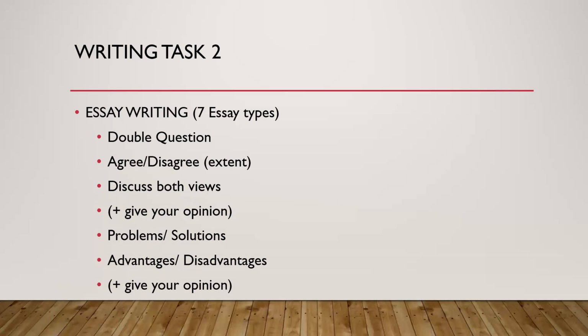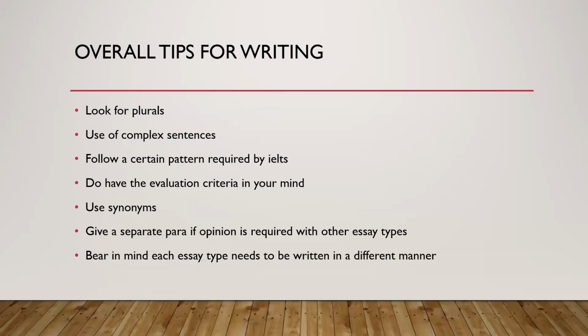So let's move towards the overall tips, and let's discuss how you can achieve good bands in the IELTS exam. This is the main part of the video that I'll be discussing. Look for plurals. The very important thing is to look for plurals in your question prompt. If it is written advantages and disadvantages, that means at least you have to give two advantages and two disadvantages. Because if you are giving only one advantage or only one disadvantage, that means you are not able to understand the plurals and singulars that are being discussed in the question.